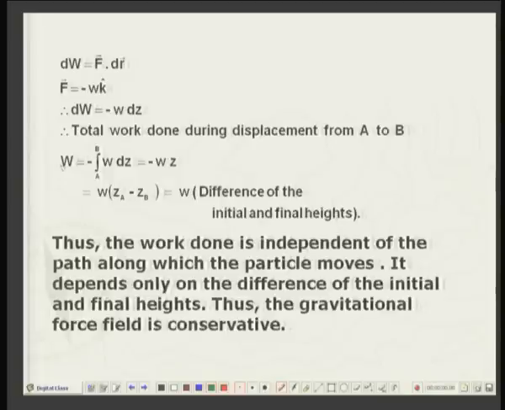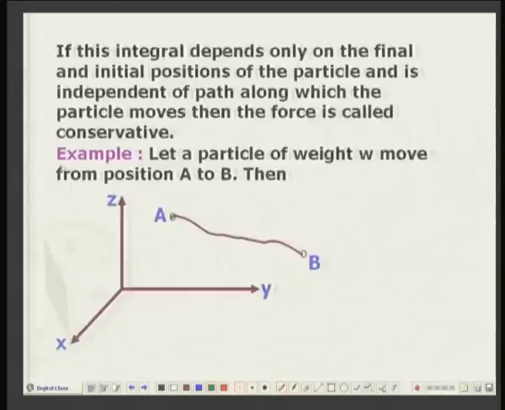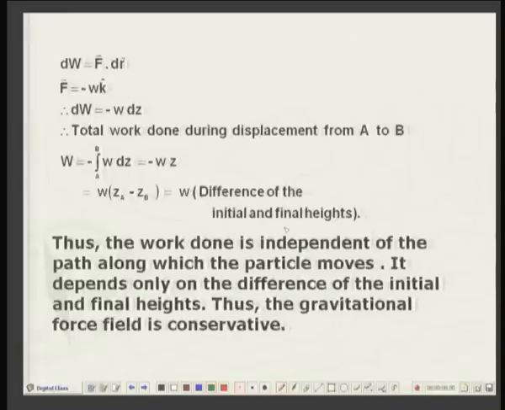Taking the dot product, we will have minus W times dz. Now, if I integrate from position A to position B, we will have the integration from A to B of minus W times dz, which will give me minus W z from A to B. Okay, and if I substitute the upper and lower limits and take the negative sign inside, then I will have W into the z coordinate of position A minus the z coordinate of position B. Hence, it is equal to W into the difference of the initial and the final heights.